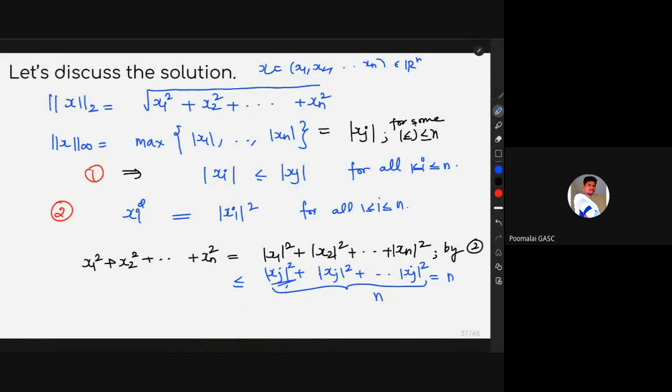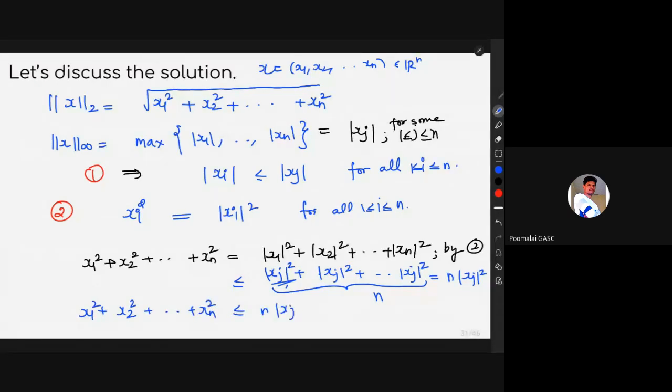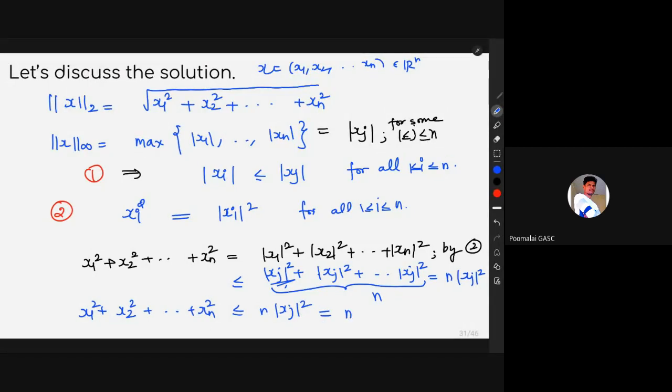So that's why this quantity will be equal to, because I'm adding this constant n times, n times the modulus of xj square. Okay, so now the relation I have gotten is that x1 square plus x2 square up to xn square is smaller than or equal to n times xj square, correct? Let's keep it right there.